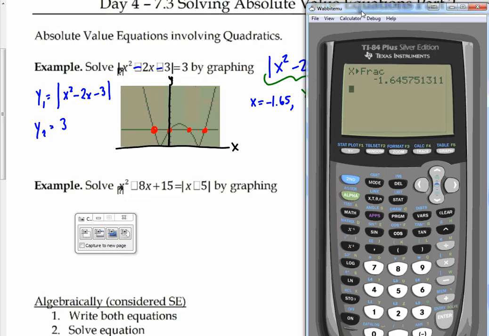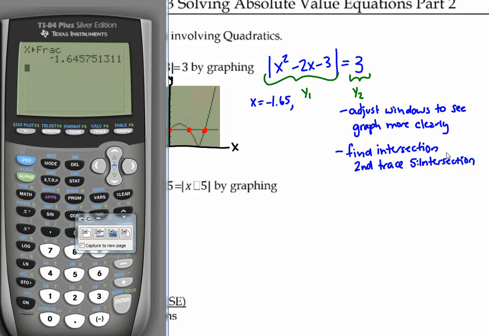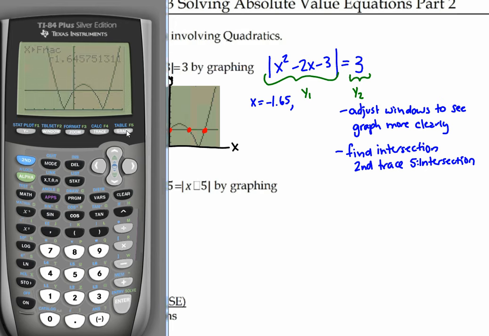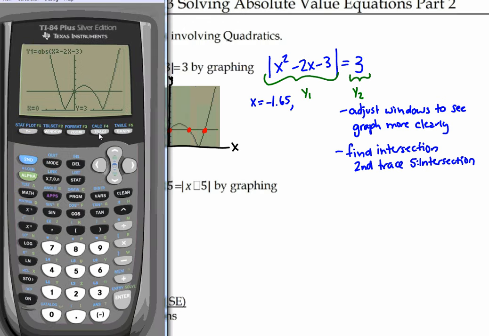Let's do it again. Graph, second trace 5. Let's go over to the next one. It looks like it's at 0 and 3. Is that true? X equals 0? Oh, I cleared it. Darn, it was 0 and 3, wasn't it? And do we take the y values?